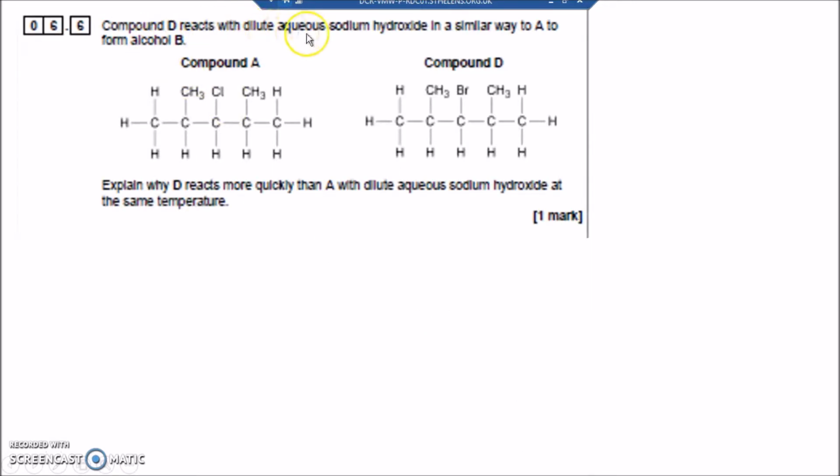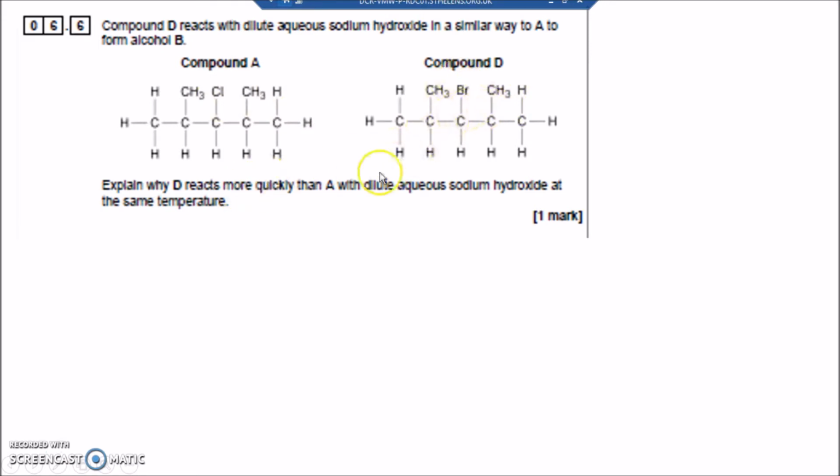Compound D reacts with aqueous sodium hydroxide in a similar way to A to form alcohol B. Explain why D reacts more quickly than A with aqueous sodium hydroxide. Remember, dilute aqueous sodium hydroxide with water is nucleophilic substitution. So the OH minus is going to attack this carbon here, and the Cl breaks off, that bond breaks, and electrons move onto the Cl and make Cl minus. Or in this case, D, the only difference is instead of a Cl, you've got a Br breaking off, and that will form Br minus.